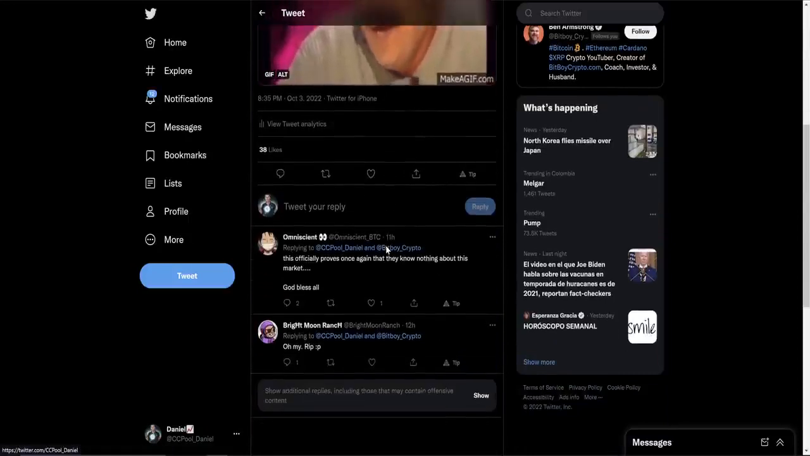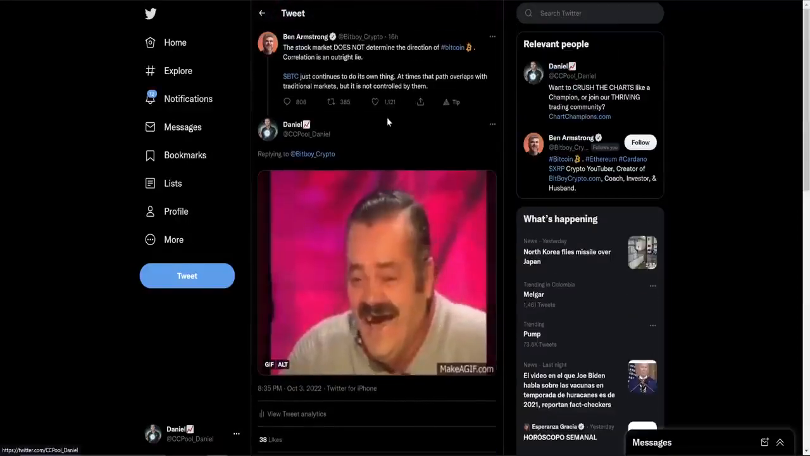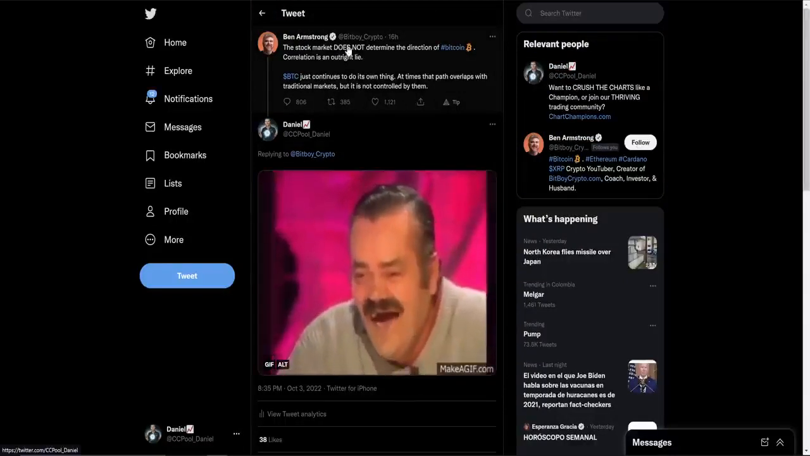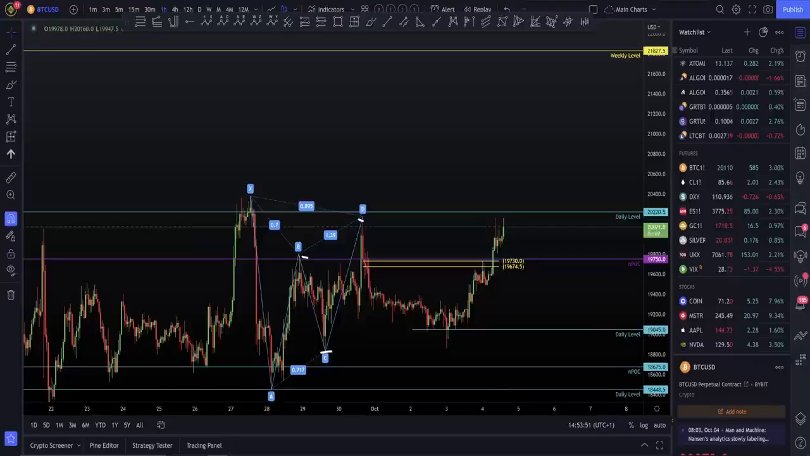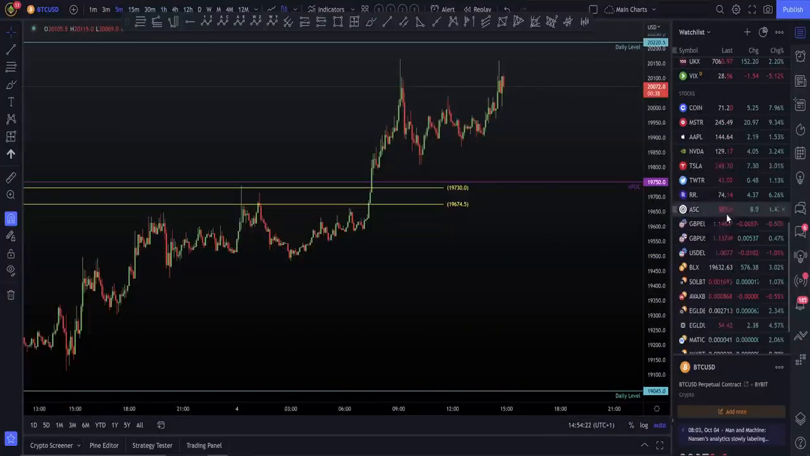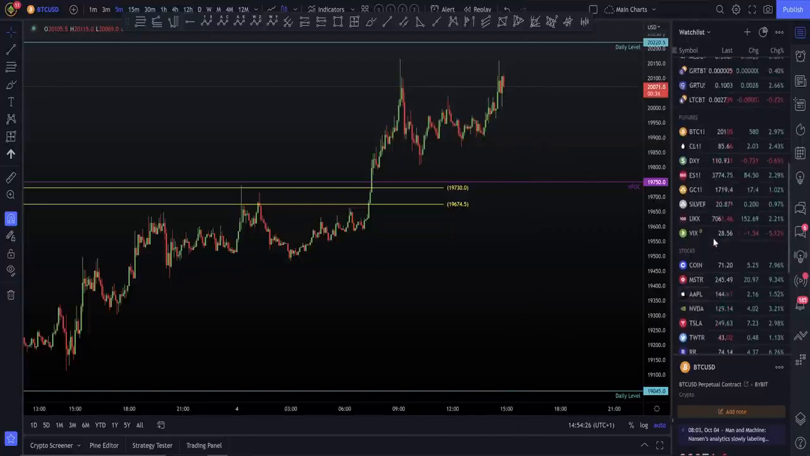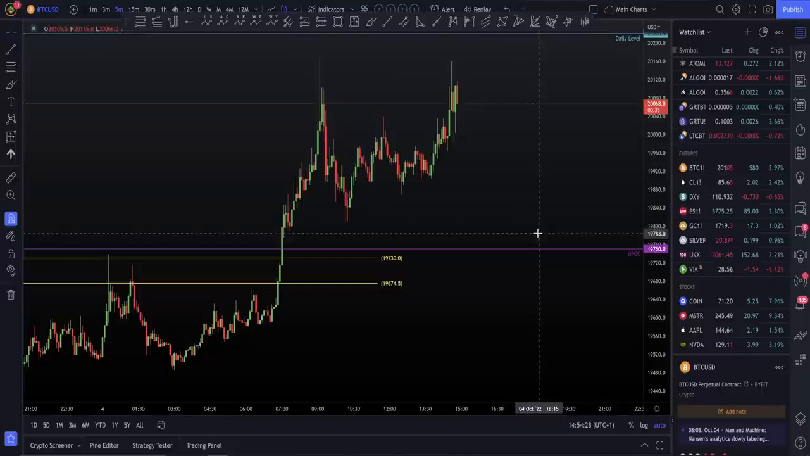I had to laugh at that because it officially proves once again they know nothing about this. The correlation is there. I don't even understand why one would post this. The correlation is 100% there. I can't believe anyone could even deny that. That post made me laugh because this correlation is here. I've shown you so many times.